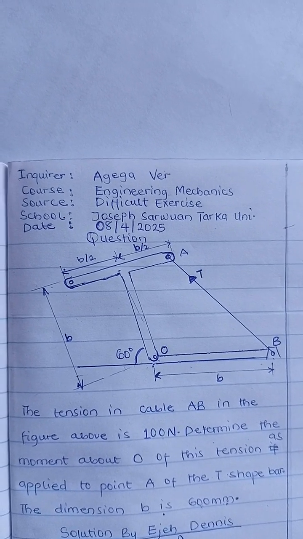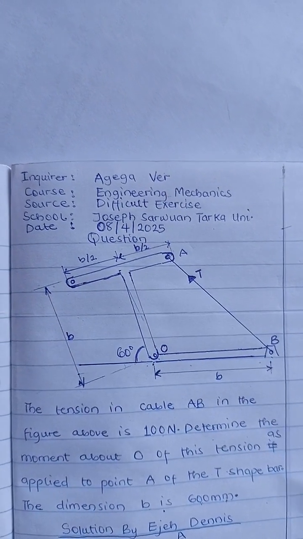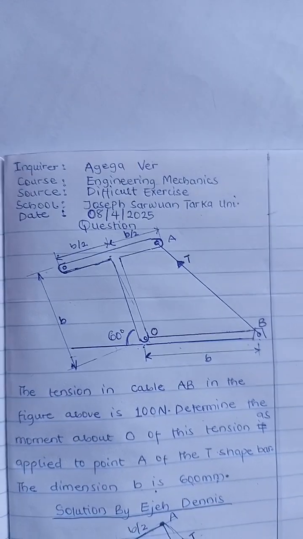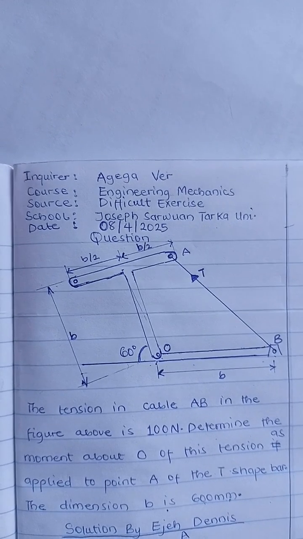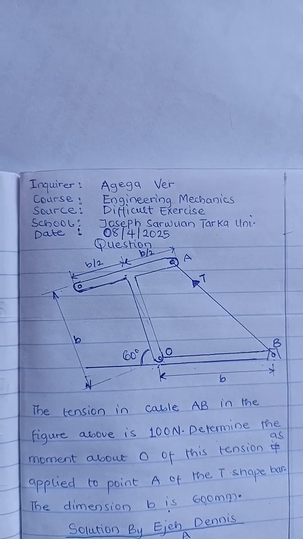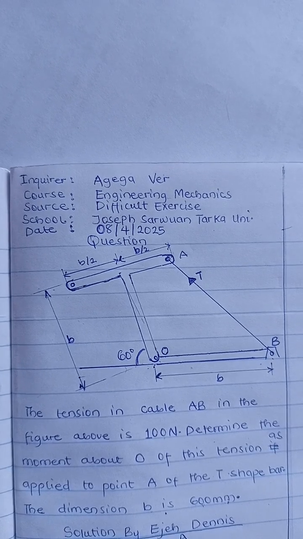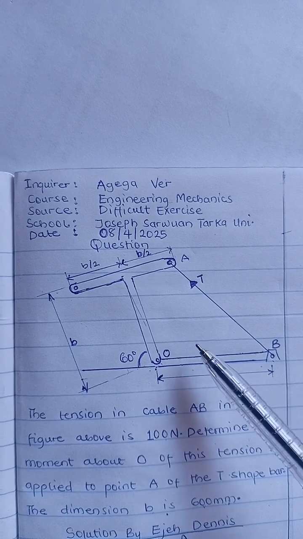We have a question from Agegave, and this is Engineering Mechanics One, and it's one of the difficult questions I have. The question reads: the tension in a cable AB in the figure above is 100 Newton. Determine the moment about O of this tension as applied to point A of the T-shaped bar.